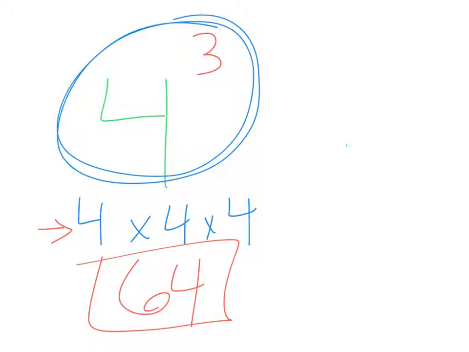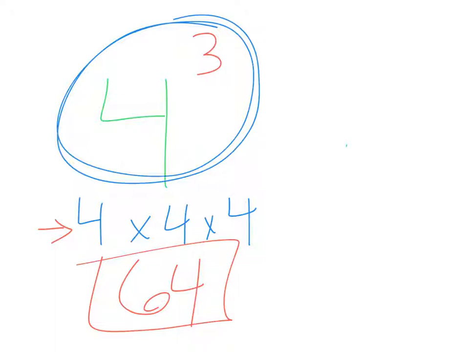So if you ever hear me say, hey, what is 4 cubed? Then you know I'm referring to 4 to the power of 3. Or if I said, what is 6 cubed? Then I know I'm going to take 6 times 6 times 6. I'm going to multiply it 3 times. So anything raised to the power of 3 is cubed.